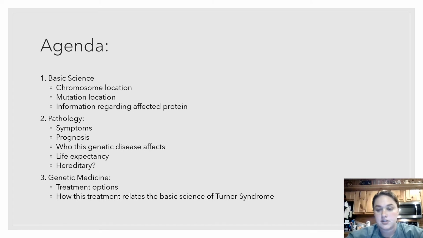We will also discuss the pathology of Turner syndrome, which includes the symptoms, prognosis, who this genetic disease affects, the life expectancy, and whether or not it's hereditary. We will also discuss the genetic medicine, which includes the treatment options for Turner syndrome and how the treatment relates to the basic science of Turner syndrome.